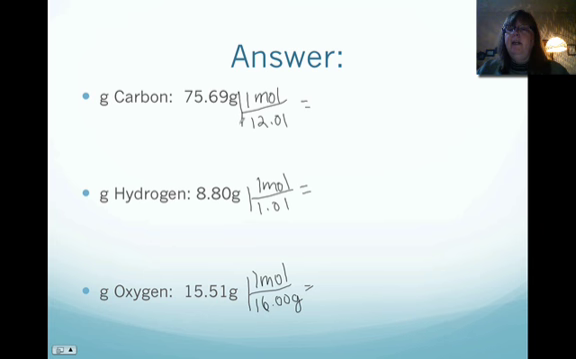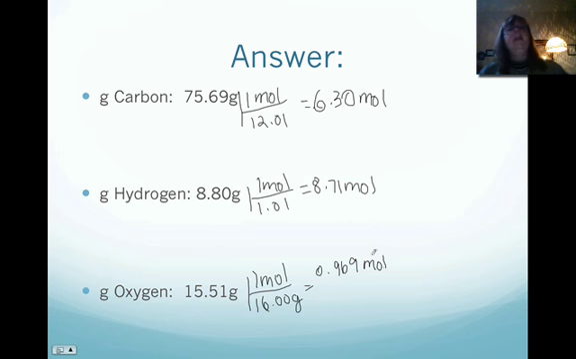All right, so here we go. With our carbon, when we divide the 75.69 by the 12.01, I come up with 6.30 moles of carbon. And with the hydrogen, I come up with 8.71 moles of hydrogen. And for oxygen, when I divide the 15.51 by 16, it's going to be just a little less than 1, and it's 0.969 moles.